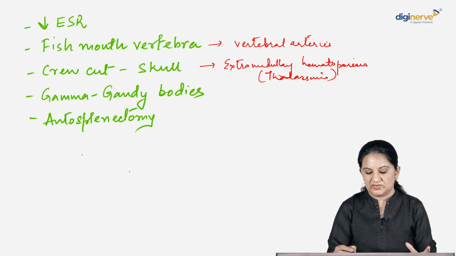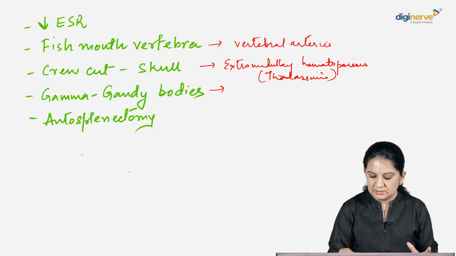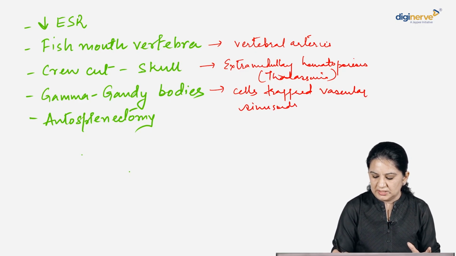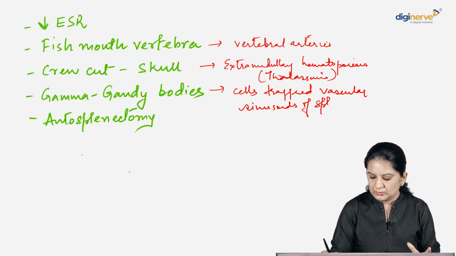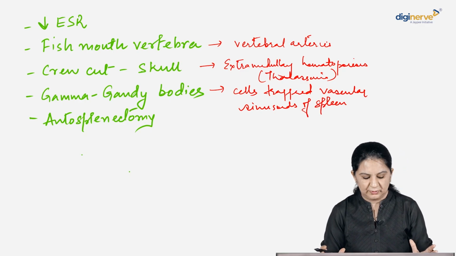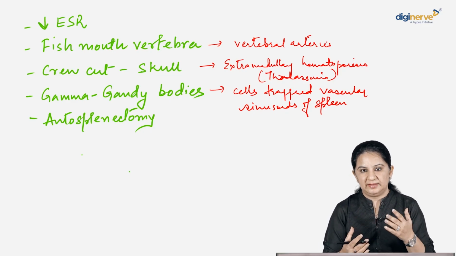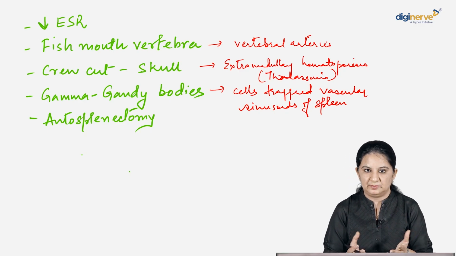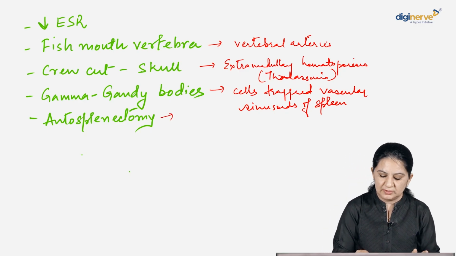Gamma Gandy bodies. What are these? These are cells trapped in the vascular sinusoids of the spleen. These are known as Gamma Gandy bodies. Autosplenectomy. Because of prolonged and repeated infarction, the spleen may itself get removed, or autosplenectomy. However, it is very uncommon in India.